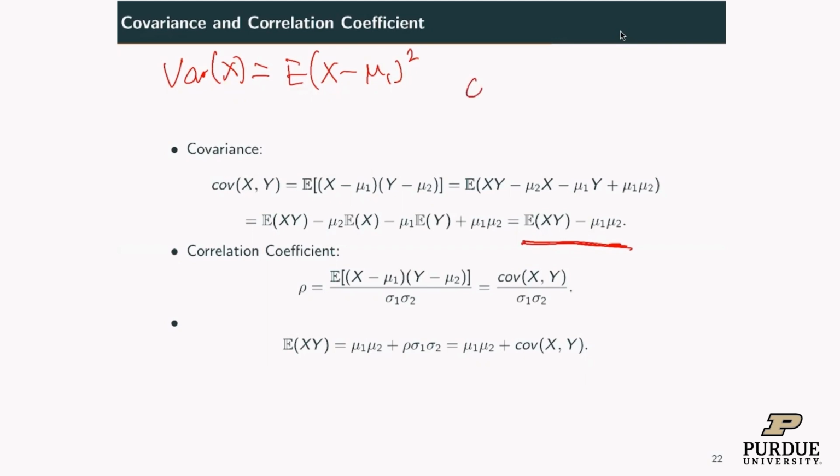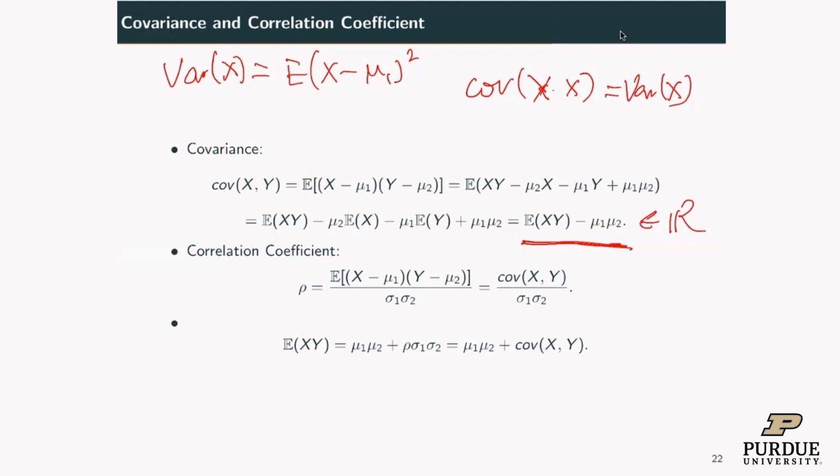The covariance of X with X is just the variance of X. Covariance can be anything, any number, not only positive. The covariance is on the real line, any number.